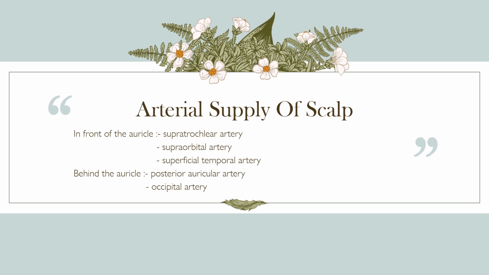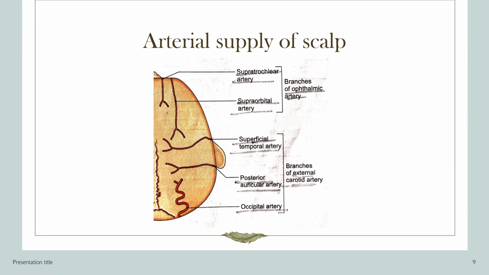Then behind the auricle there are two arteries. One is the posterior auricular artery and the other is the occipital artery. So these are the arteries which supply the scalp. Now we will see it in a figure. So here the arterial supply of the scalp is given in this slide, and here we have all the arteries which I already mentioned earlier.